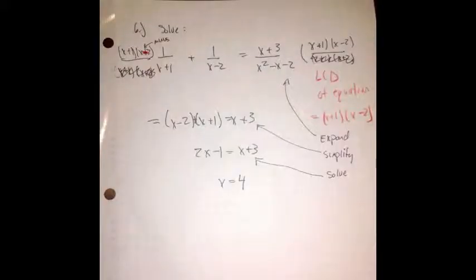In this case, we're trying to solve 1 over x plus 1 plus 1 over x minus 2 equals x plus 3 over x squared minus x minus 2. So we want to multiply both sides by the least common denominator of the equation, which is x plus 1 times x minus 2. So we do that. First, we expand things out, like you can see on the bottom. Then we multiply both sides, which then we get x minus 2 plus x plus 1 equals x plus 3. So then we simplify that, and we get 2x minus 1 equals x plus 3, and then we just solve for x, and we get x equals 4.